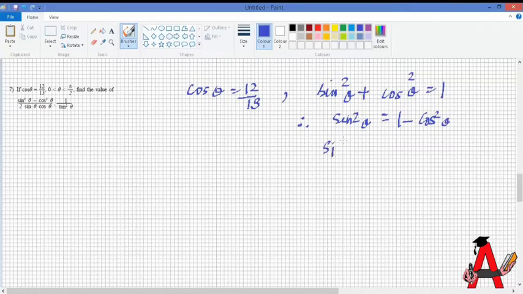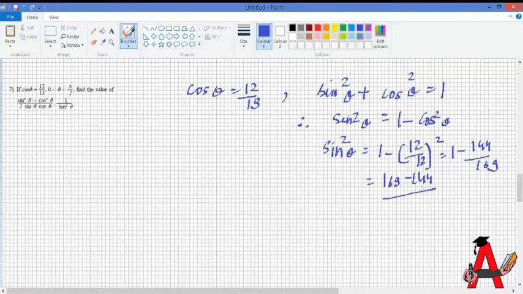So sine square theta is equal to 1 minus, now cos square will be 12 upon 13 the whole square, which is 1 minus 144 upon 169. If we take an LCM, it becomes 169 minus 144 upon 169, which is 25 upon 169. That is your sine square theta. Therefore, your sine theta will be the square root of that, which is 5 upon 13. So you have got your sine theta and your cos theta. Sine theta is 5 by 13, cos theta is 12 by 13.